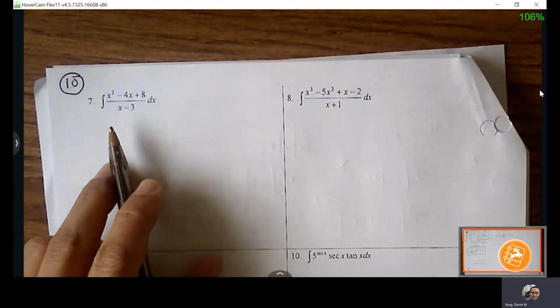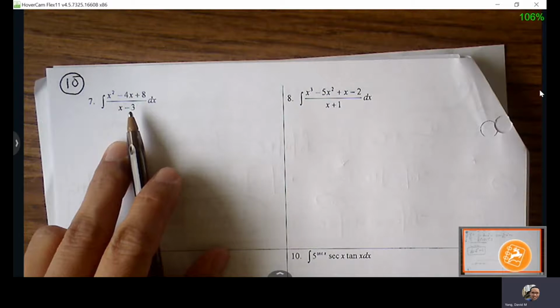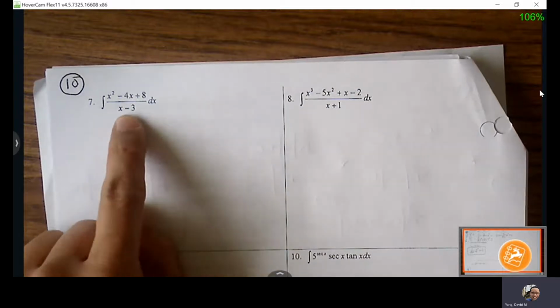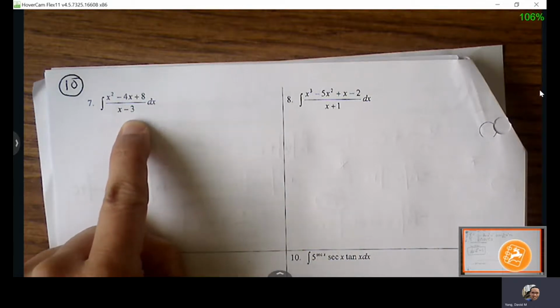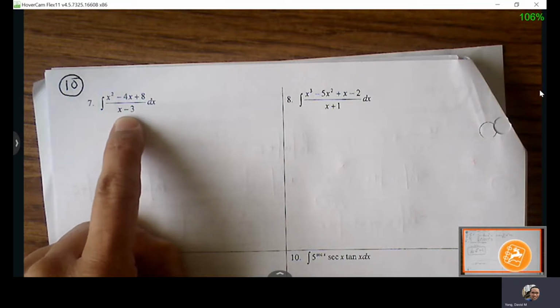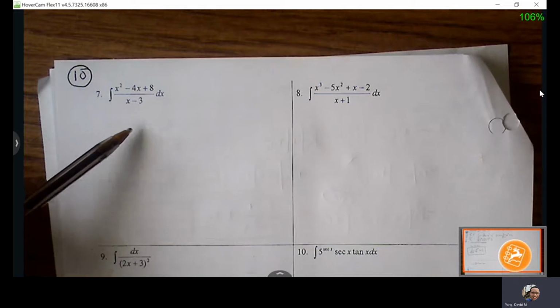Okay, let's go down our checklist here. I always want to explore power rule expansion, but look, there's too many terms, right? If it was just x, then I can just separate them out and treat them as individual fractions. But here, that x minus 3 kind of adds that complexity to it. I can't just separate them out into individual parts. Okay, so then use substitution, right?